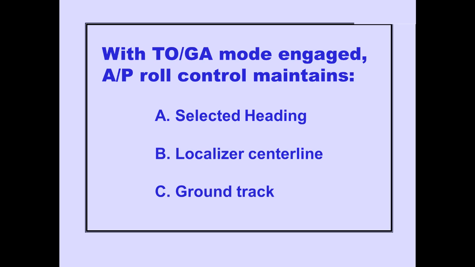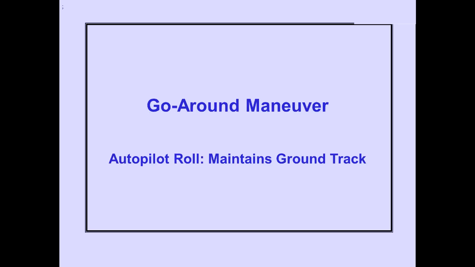Question. Answer C is correct. With toga mode engaged, the autopilot roll will maintain ground track.